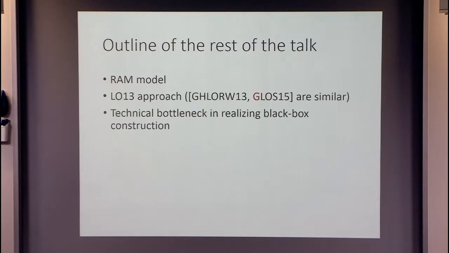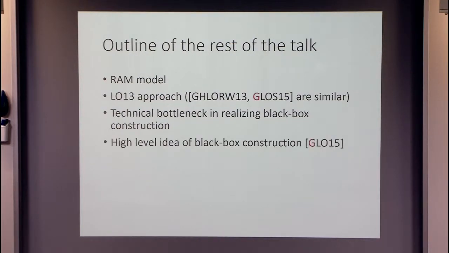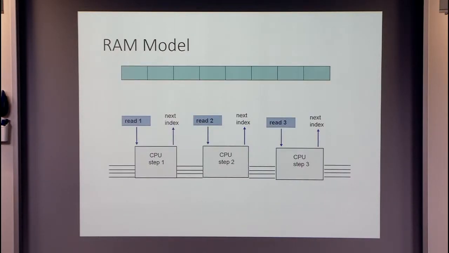Okay, so outline for the rest of the talk, I'll start by describing what the RAM model is. Then the core thing that I want to convey in this talk is what is the technical bottleneck that comes up in realizing a black box construction. And to explain that, I'll give you the Lu-Ostrovsky construction as the kind of ideas they had. And from there on, I'll give the high-level idea of the black box construction that we have. Okay? So let me start with the RAM model.